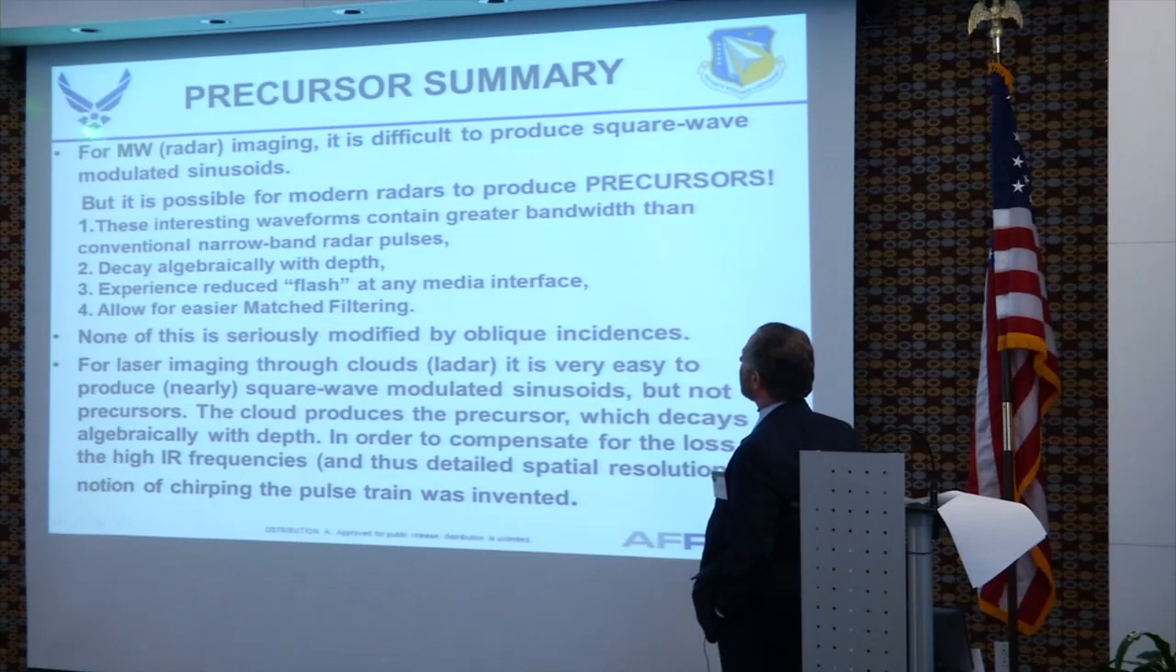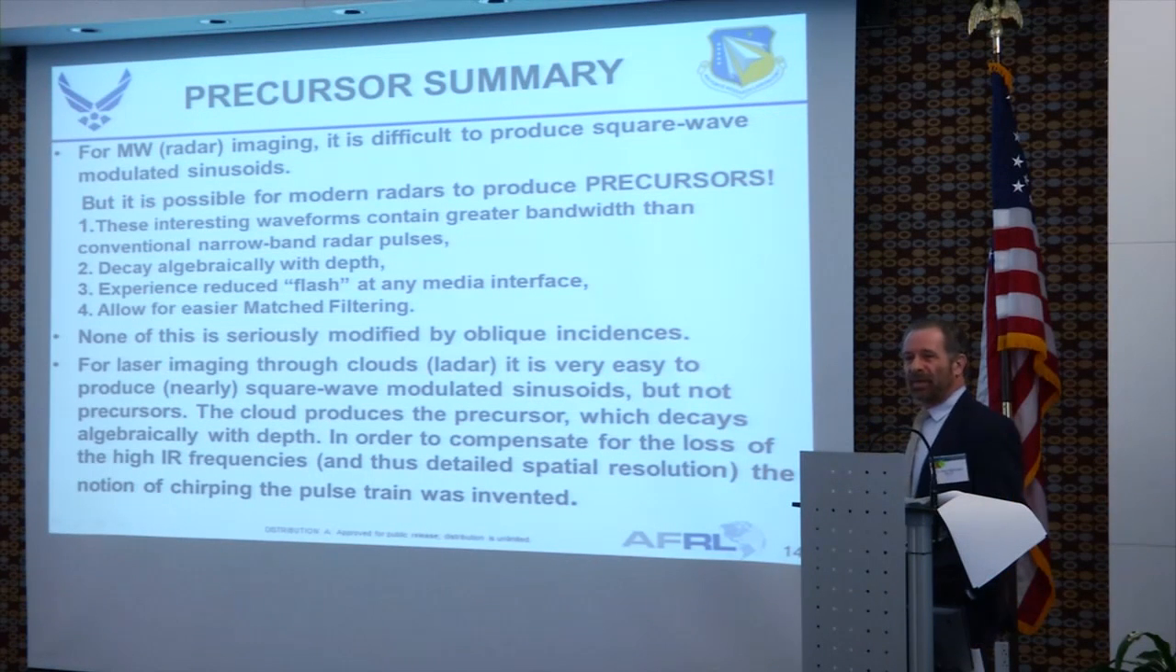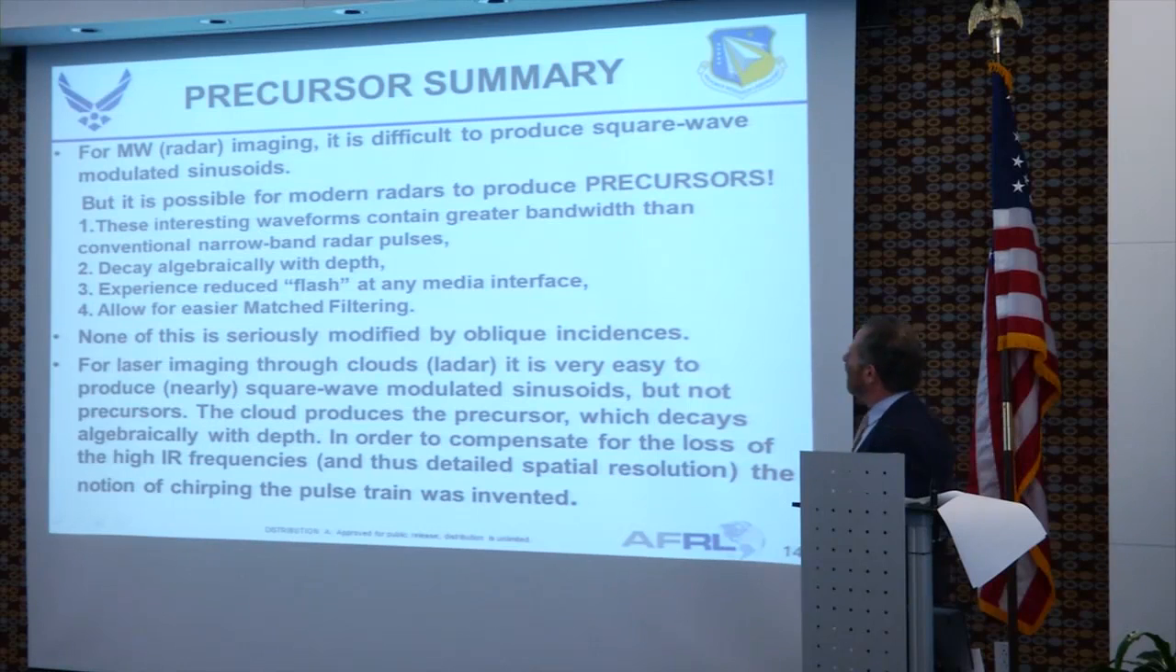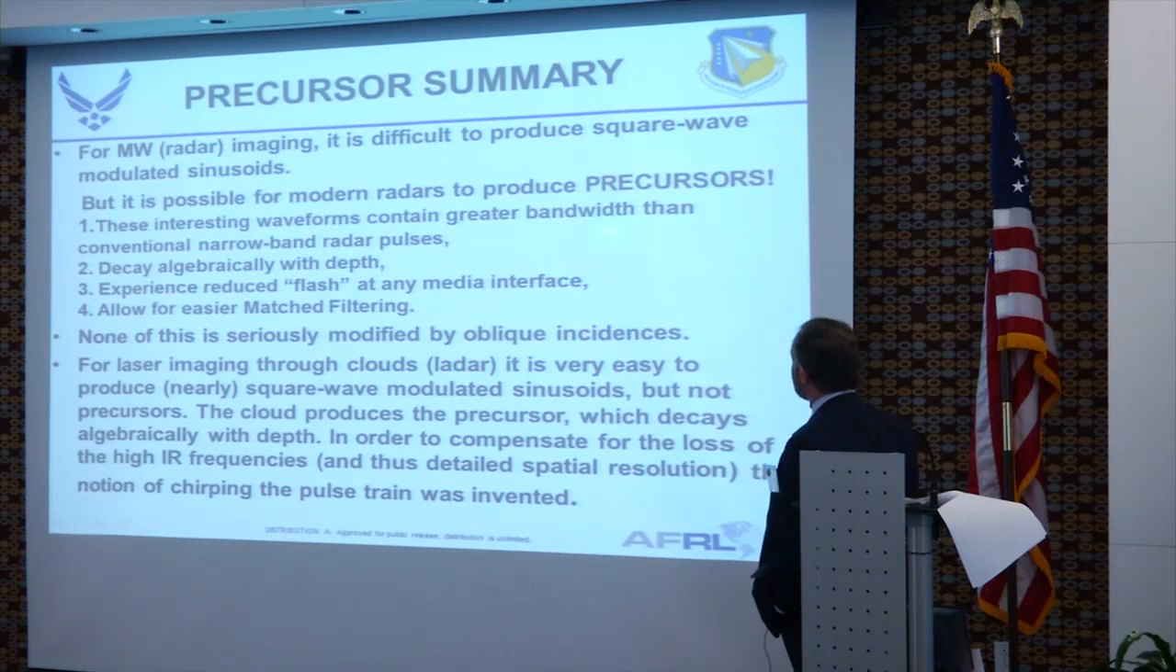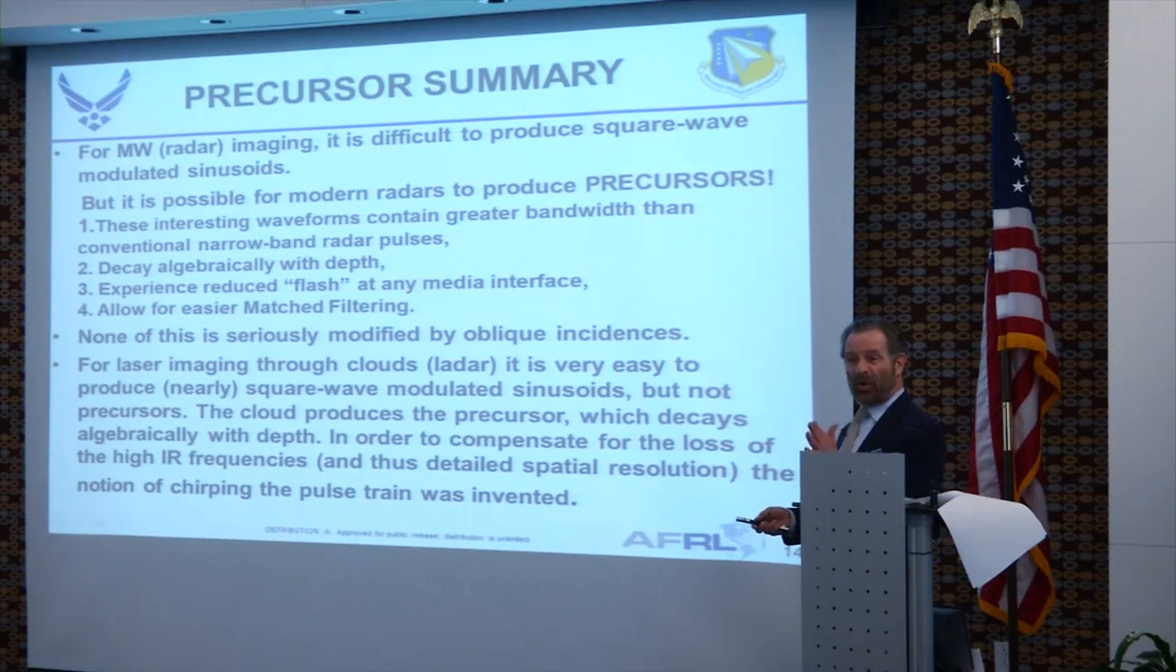So for microwave radar imaging, we can't get, well, we can, but it's difficult to produce square wave modulated signals. But it turns out a radar can produce precursors all by itself. That can be done. These things contain a greater bandwidth than narrowband. They decay algebraically. When they hit an interface, if they're matched to the medium, in other words, the other side of the medium is water, and the water already likes them, you get much less of a flash, what's called a treetop flash sometimes.